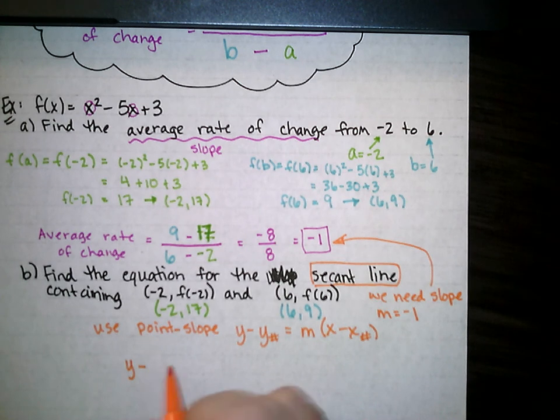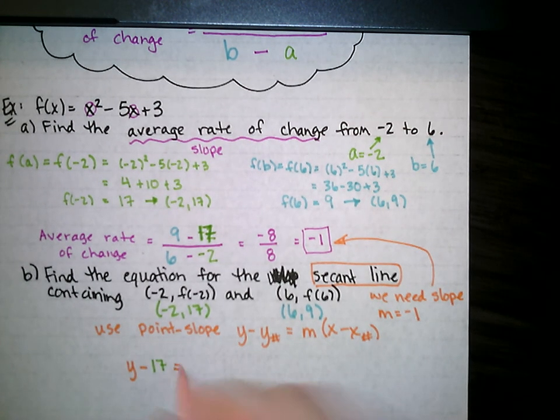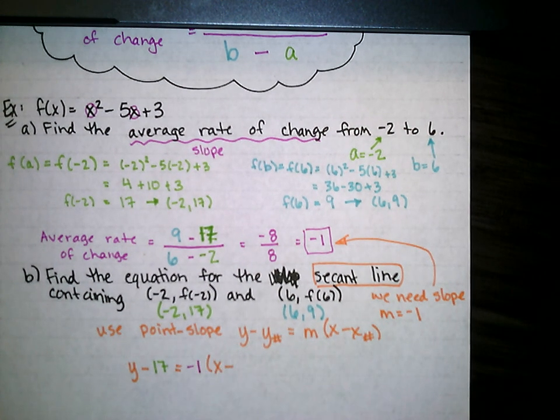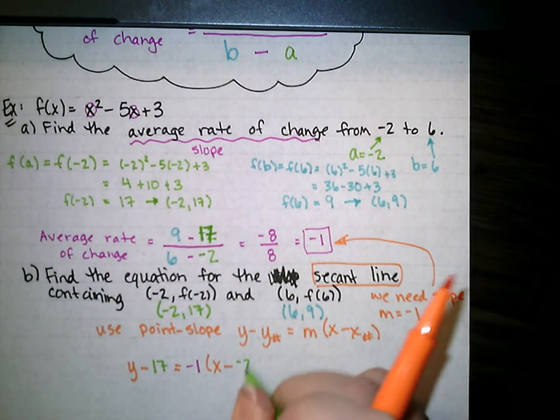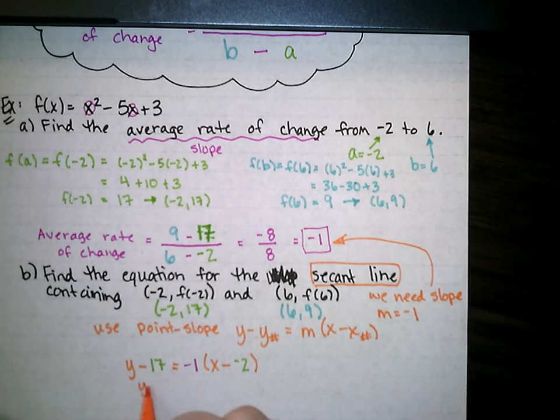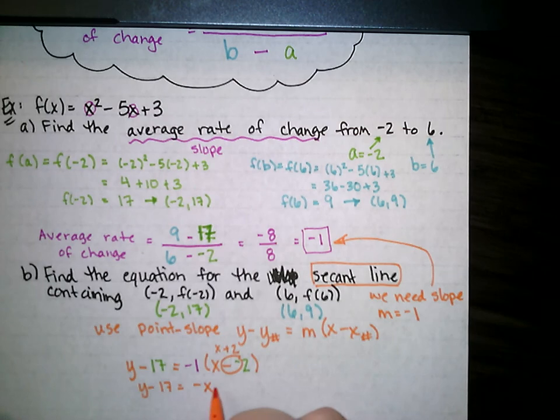So if I do y minus 17 equals the slope, which was -1, times x minus the x coordinate. You could have also used the ordered pair 6, 9. It does not matter which one you use. So that's y minus 17 equals -1 times x plus 2. So when I distribute that -1, it would be -x minus 2. And then add that 17 over. So y equals -x plus 15. And that would be the secant line.